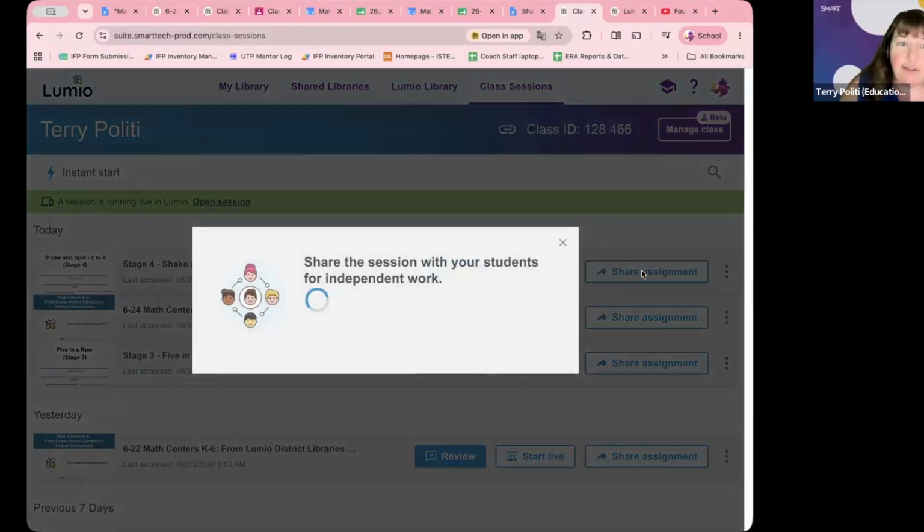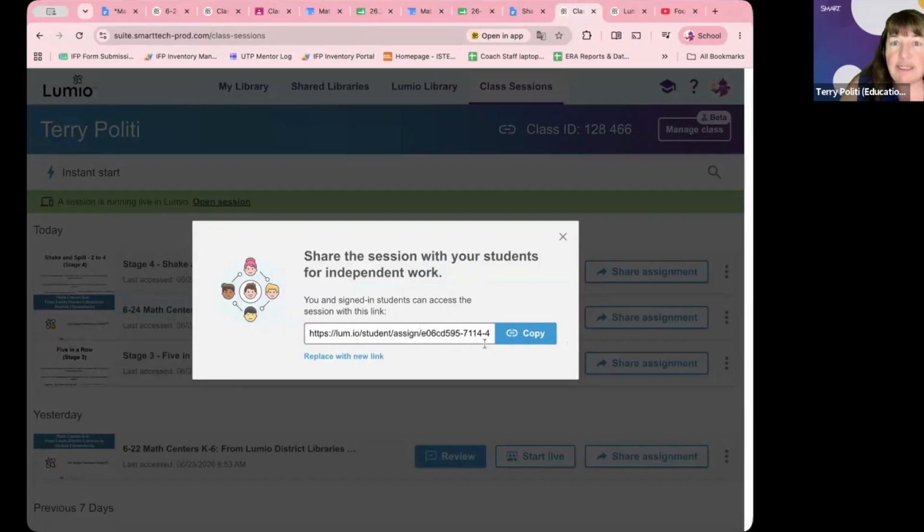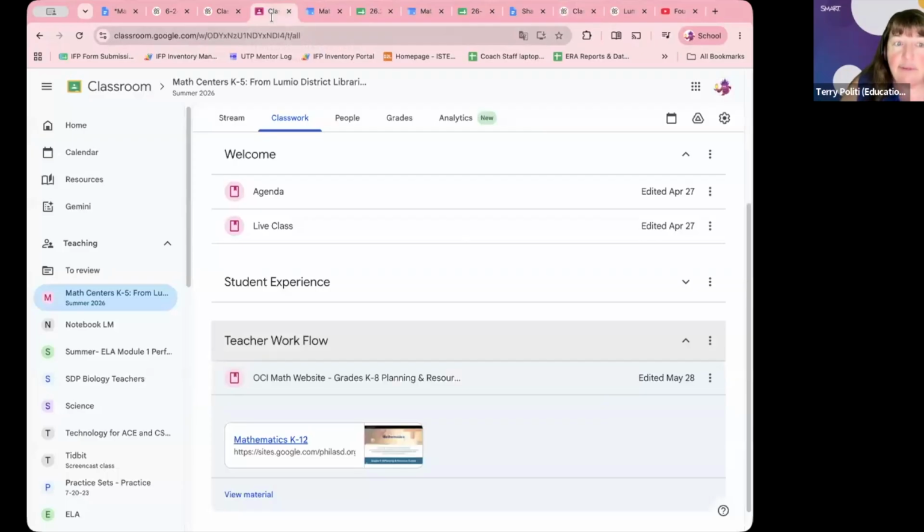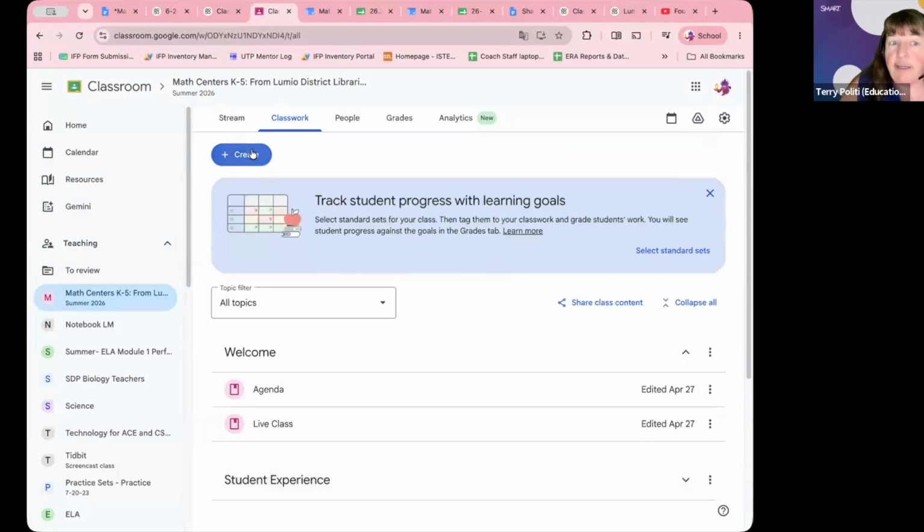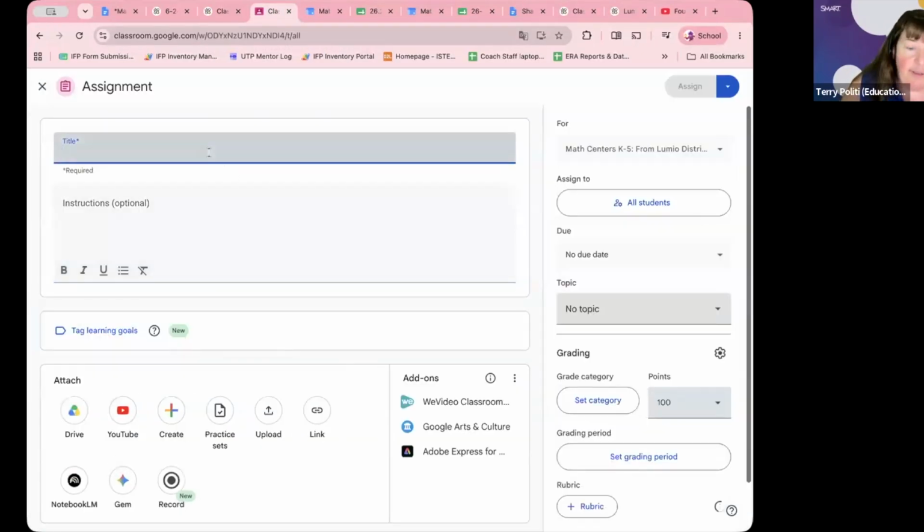Okay, so I'm going to click share assignment. All I'm going to do is copy that assignment. And then I'm going to take that copy over to Google Classroom. I'm going to come up and create an assignment just like I normally would. I don't remember which one this was. I should have paid attention. Shake and spill. Might have been fours, don't know, can make directions.